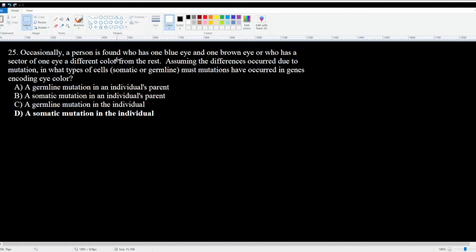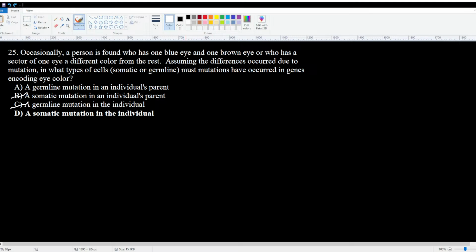So, assuming the differences occurred due to mutation, in what type of cells must mutations have occurred in genes encoding for eye color? So right off the bat, a germline mutation will not affect this individual because it will affect the children of this individual. A somatic mutation will not be transferred down from the individual's parents, which we just talked about, and then that leaves germline and somatic. It's germline in the parent and somatic in the individual.